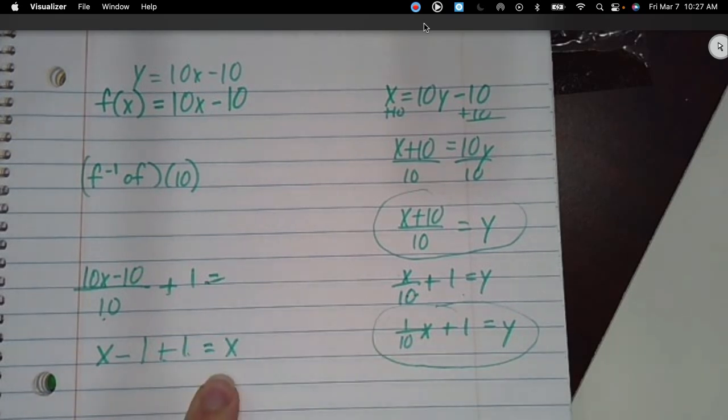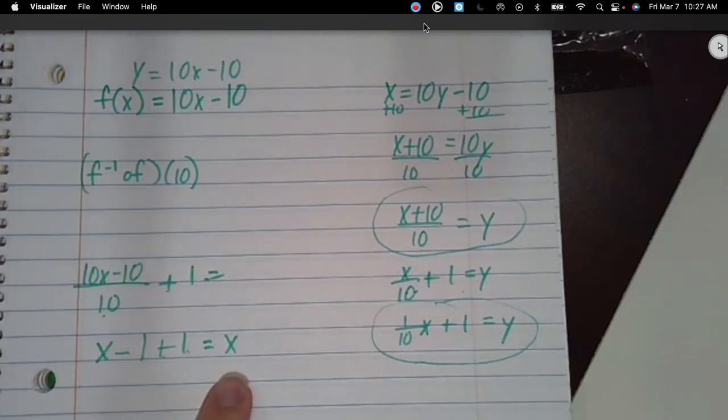What did they want me to plug in for x though? 10. There's our answer. So we found the inverse and we plugged it into the other function.